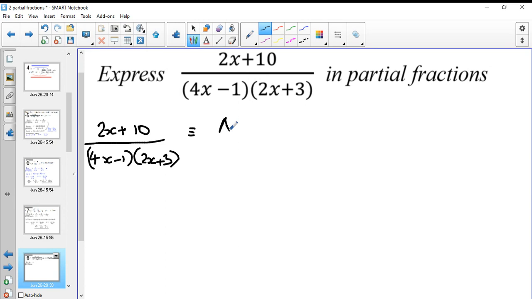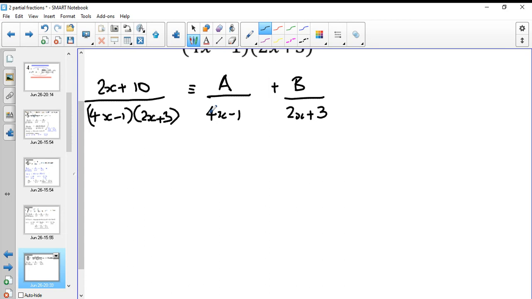So we're going to say it's A over 4x minus 1 plus B over 2x plus 3. So that's the same. Next part is the same. We've got 2x plus 10. To get from here to here, we need to multiply by 2x plus 3. To get from here to here, we need to multiply by 4x minus 1.